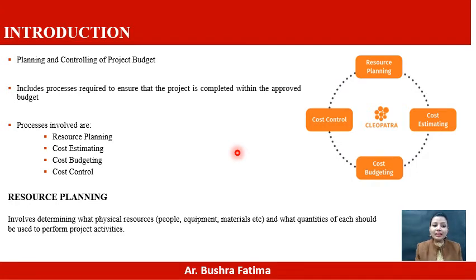So resource planning involves determining what physical resources are required. Suppose there is one construction site, and at that construction site what physical resources are required, like people, labor, equipment, materials, and what quantity of each should be required for these project activities: how many labors are required, how many equipments are required, what type of equipment are required. So these all are the resources which we cover in resource planning.